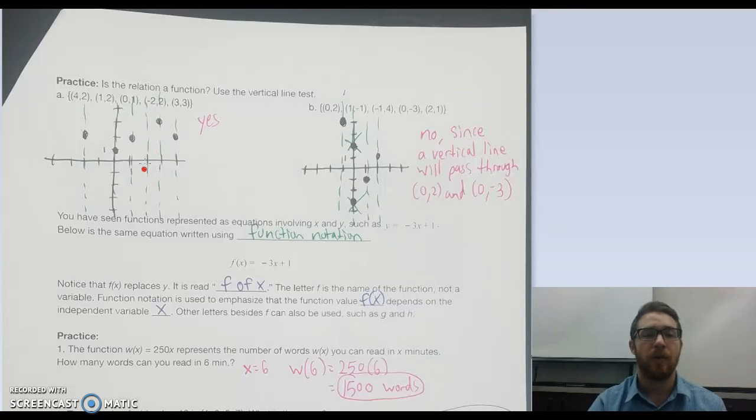I also drew a vertical line here to show that if a vertical line doesn't go through any points, that still means it could be a function. So it's all right if it doesn't pass through any. As long as it doesn't pass through more than one, we're all right.